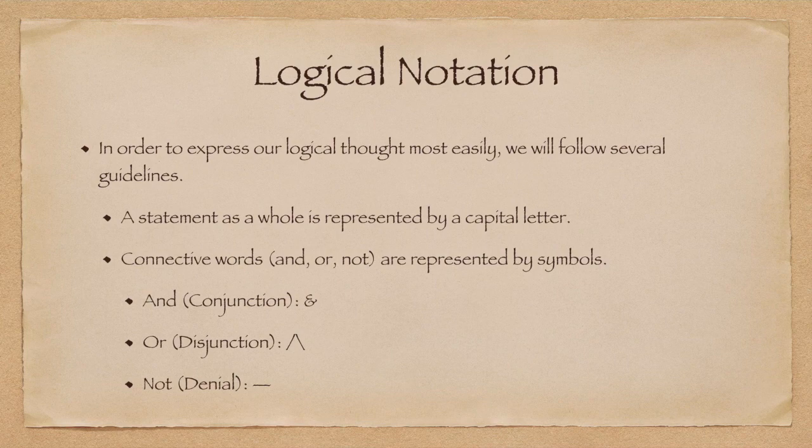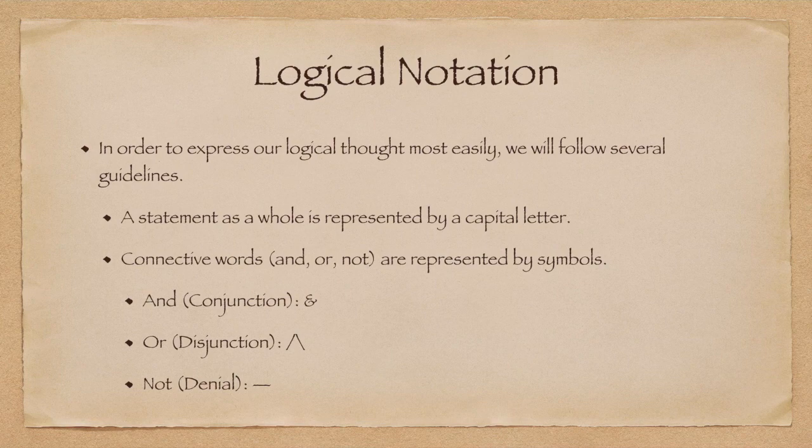And there are a couple of guidelines. First, a statement as a whole will be represented by a capital letter. So our sentence that we've been using, it is raining, we can represent with just the plain old capital R. Also, connective words. Now, these are words like and, or, not. These connective words are not just written out when we make logical notation. They are represented by symbols.